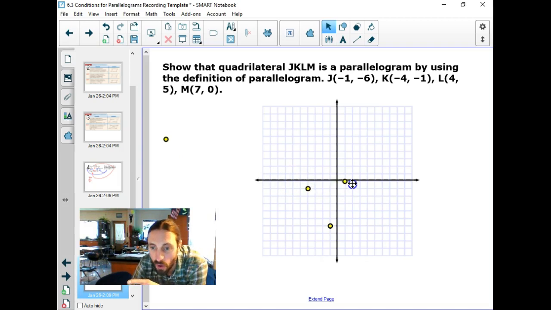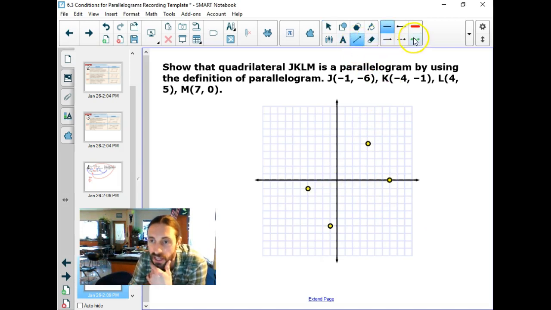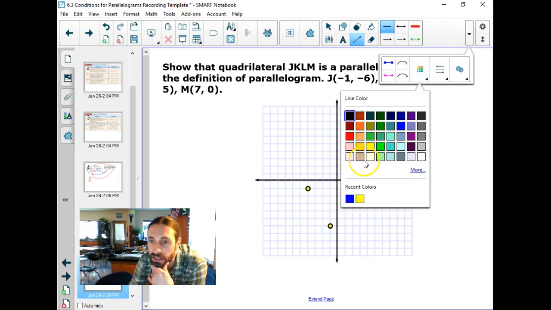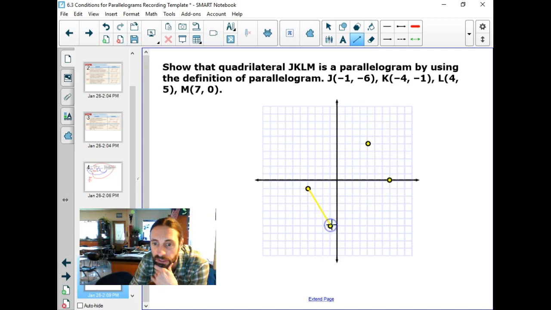L is 4, 5. 1, 2, 3, 4, and then up 5. 1, 2, 3, 4, 5. And M is 7, 0. 1, 2, 3, 4, 5, 6, 7. So I don't know whether this is a parallelogram or not. Let me just throw some little connector lines in here. You guys like little connector lines, I'm pretty sure. And I'll make them yellow. You guys like yellow. Hey, there we go.